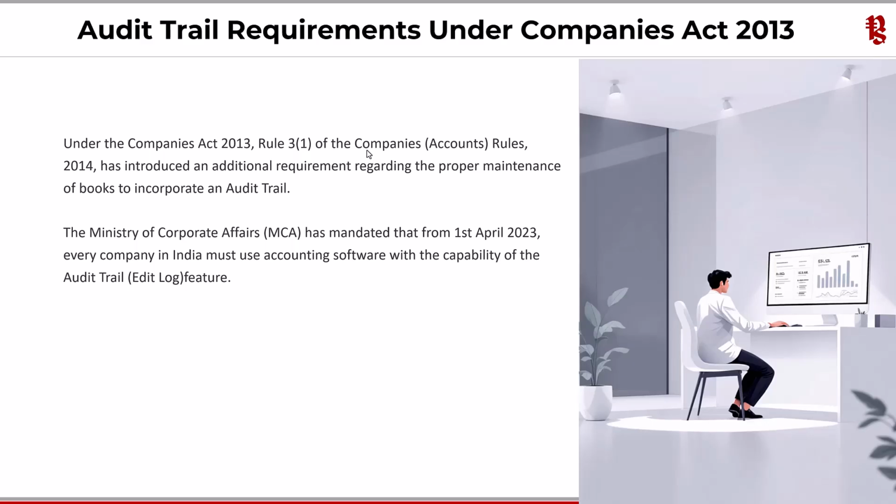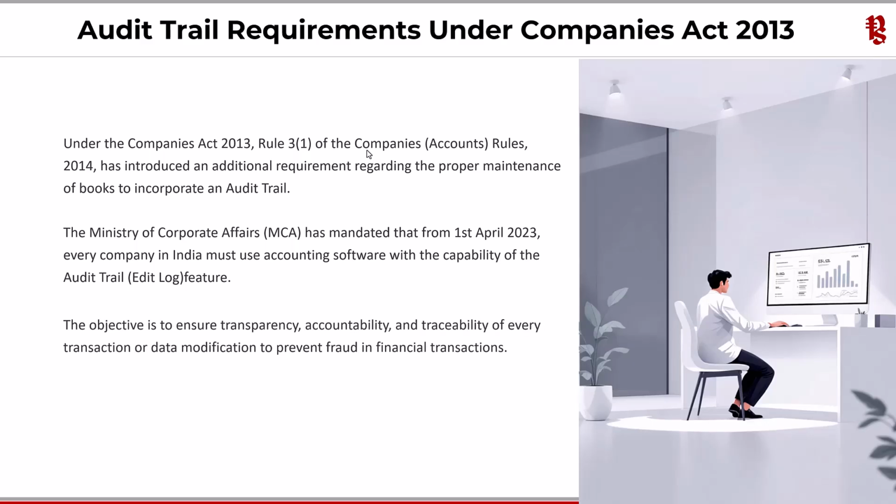The Ministry of Corporate Affairs has mandated that from 1st of April 2023, every company in India must use accounting software with the capability of an audit trail or edit log feature. The objective of bringing this new rule is to ensure transparency, accountability, and traceability of every transaction or data modification, to prevent fraud in financial transactions.